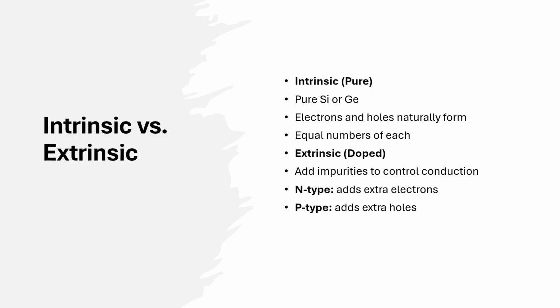So if we add atoms that give extra electrons, it becomes N-type. If we add atoms that create more holes, it becomes P-type. So this is just how engineers control the behavior of electronic devices.